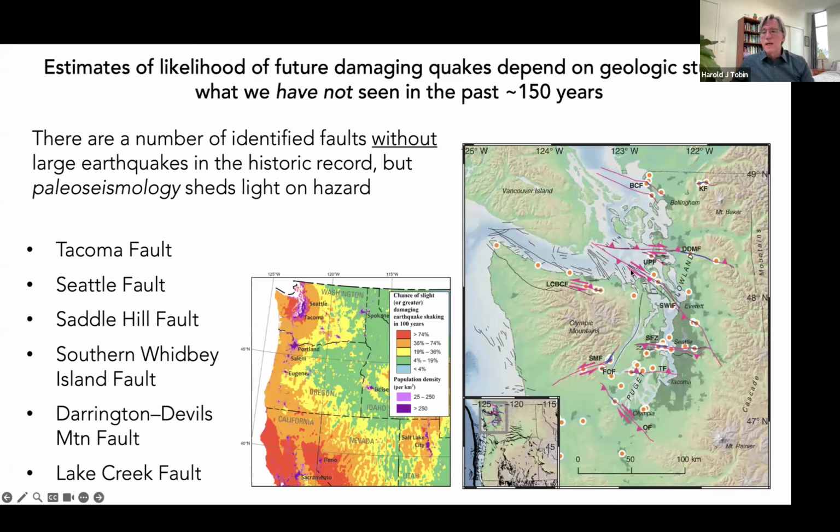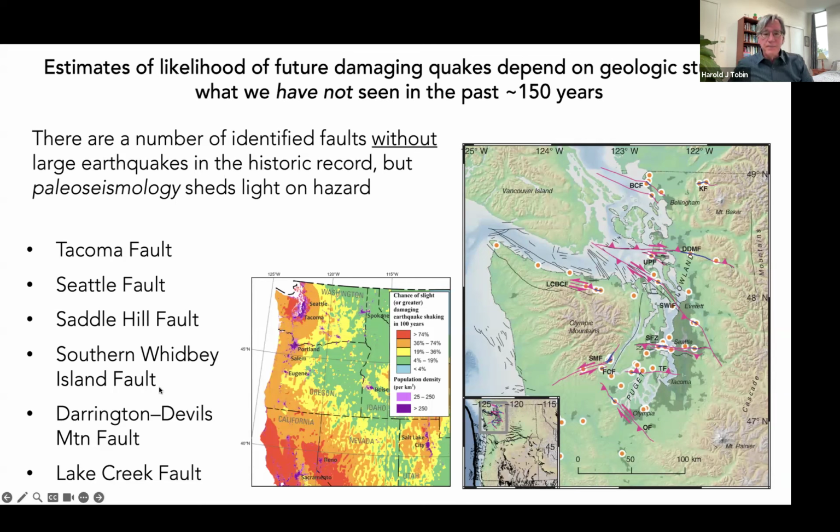Each one of these lines on this map is one of these faults, most of which we know about not from historic earthquakes, because we haven't seen one in the past 150 years, but from geologic records, again, of what evidence they show for sudden breaks and things like liquefaction around them and other changes to the landscape that can be identified for these different faults.